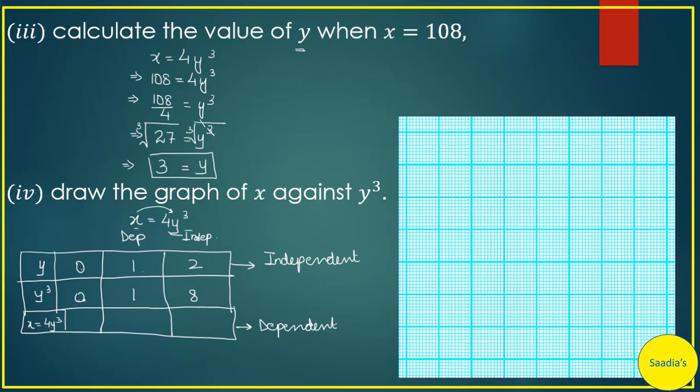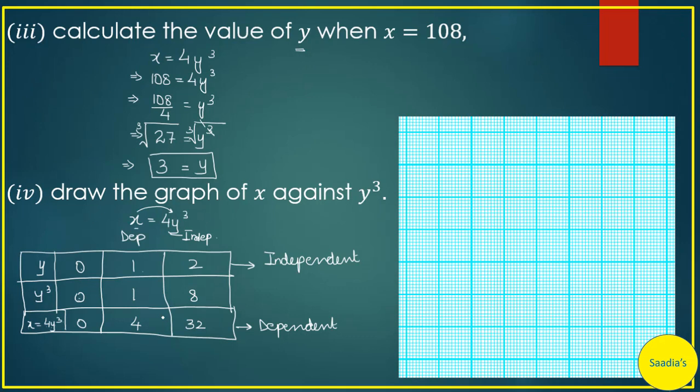So इसको हमने 4 से multiply करना है. 0 into 4, 0. 1 into 4, 4. 8 into 4, 32. So now we come to the graph.